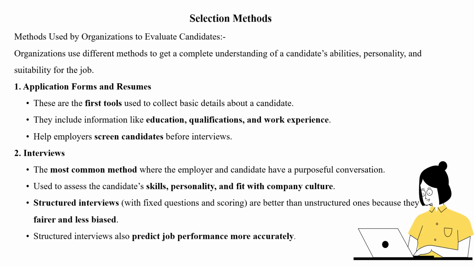So in the previous slide we learned about the meaning and definition of the selection process. Now let's understand selection methods. Selection methods are the different techniques that an organization uses to evaluate job applications before making a final hiring decision. In simple words, selection methods help a company to identify the right person for the right job.